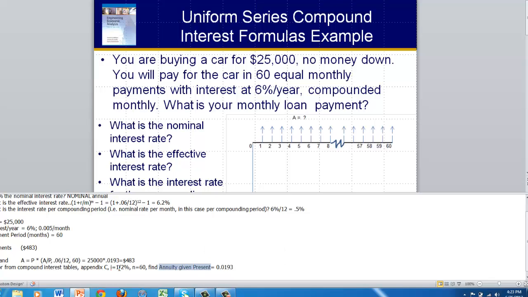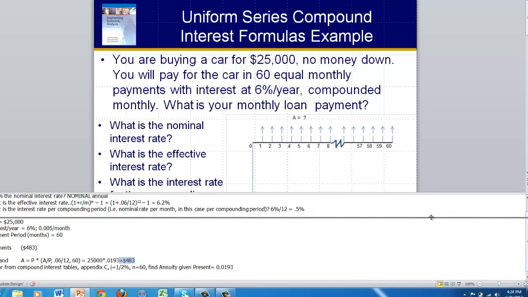If you do that, and I highly suggest that you do that right now, go get your book, you will see that that factor is 0.0193. If you plug this interest rate of 0.5% and the n of 60 into the actual formula at the front cover of your book, you'll get this exact same number. The compound interest tables are just for our convenience, rather than doing that calculation ourselves. So if I take my present value of $25,000 and multiply it by the factor of 0.0193, that tells me that my car payment is going to be $483 a month. So this A is $483 a month.